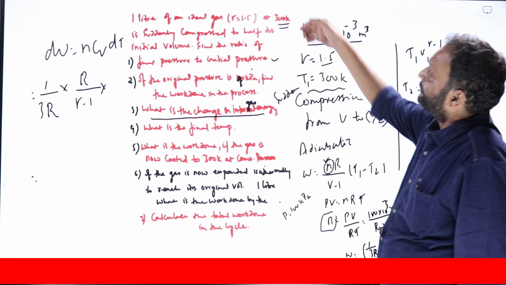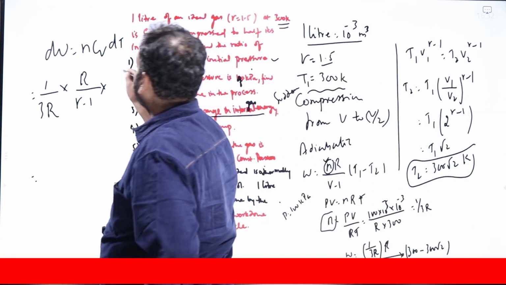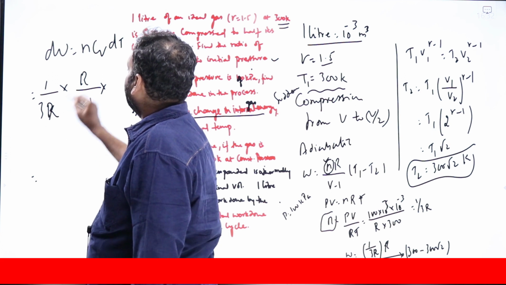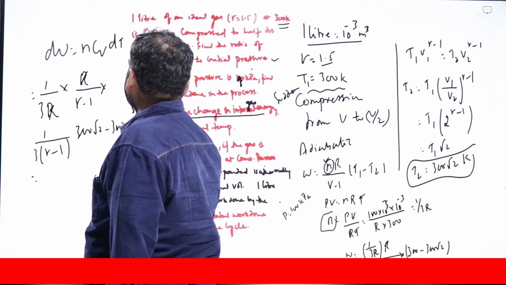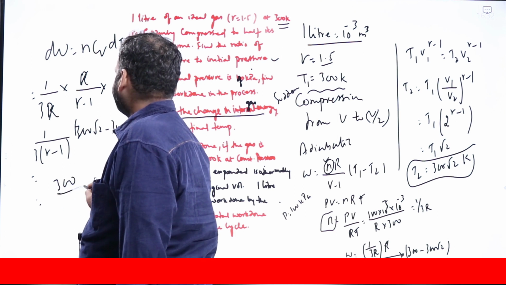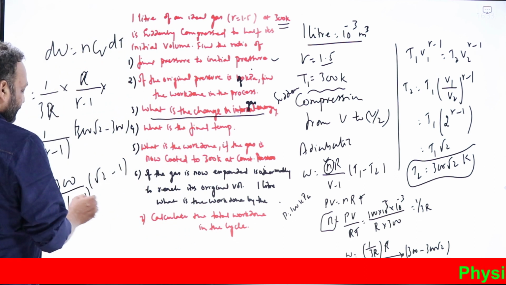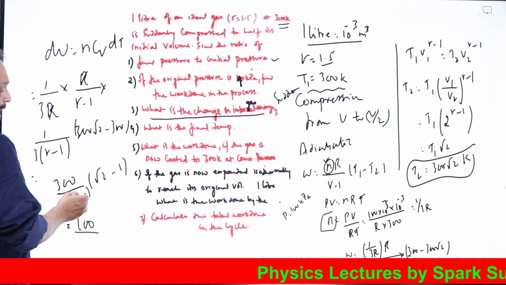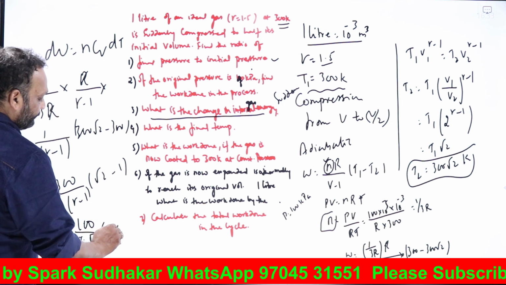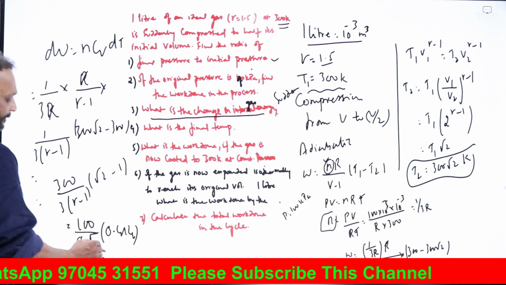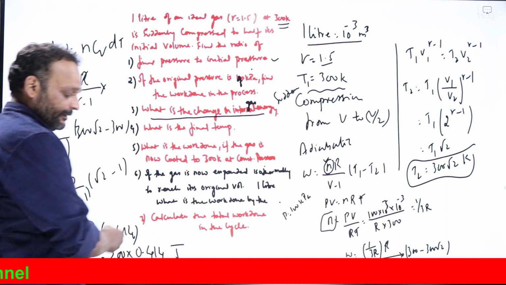Initially the gas is at 300 Kelvin. After the sudden adiabatic compression, the temperature has increased to 300 root 2. So change in temperature is 300 root 2 minus 300. R and R get cancelled. This is 1 by 3 into gamma minus 1, into 300 root 2 minus 300. You take 300 common, by 3 into gamma minus 1, into root 2 minus 1. That is 100 by gamma minus 1. Gamma is 1.5, 1.5 minus 1 is 0.5, into root 2 minus 1. 1.414 minus 1 is 0.414. 100 by 0.5 is 200, 200 into 0.414, whatever the answer is, in joules, is your answer.